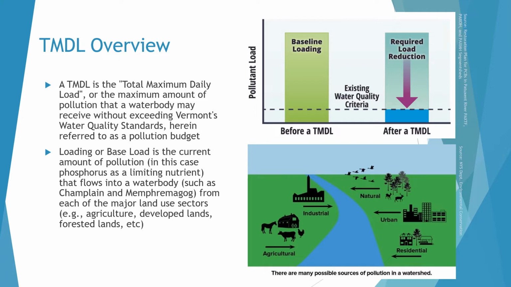The definition of a TMDL is the total maximum daily load, or the maximum amount of pollution that a water body may receive without exceeding Vermont's water quality standards, herein referred to as a pollution budget. The TMDL loading, or base load, is the current amount of pollution, in this case phosphorus is the limiting nutrient, that flows into a water body, such as Lake Champlain or Lake Memphremagog, from each of the major land use sectors, such as agriculture, developed lands, forested lands, and so forth. An example of this, the annual phosphorus loading into Missisquoi Bay from the watershed area is required to be reduced by 66%, or approximately 100 metric tons per year for all sectors in order to meet the TMDL load reduction targets by 2036.